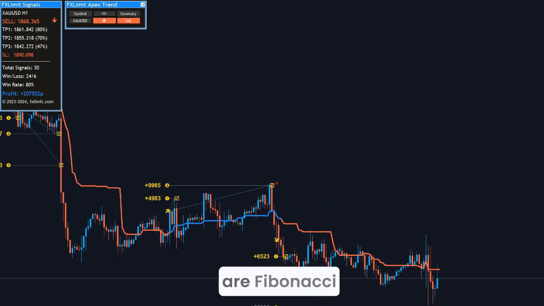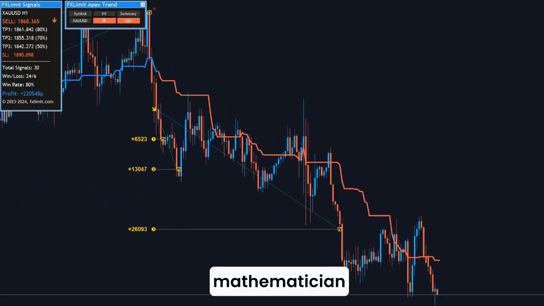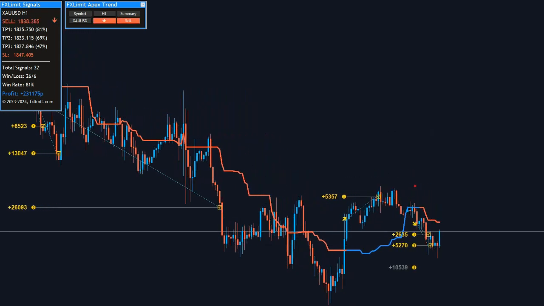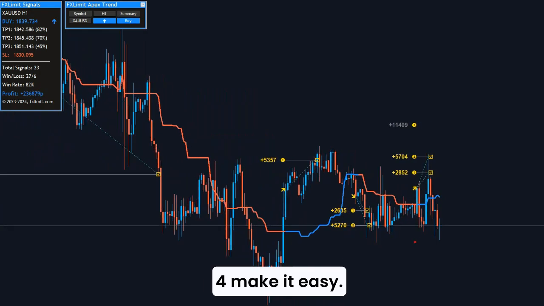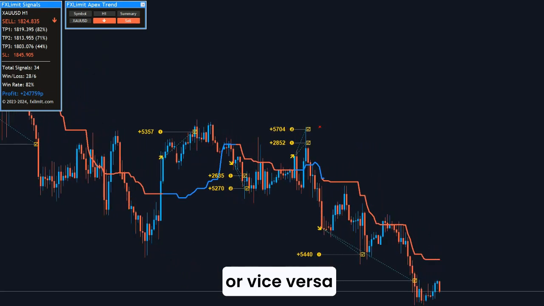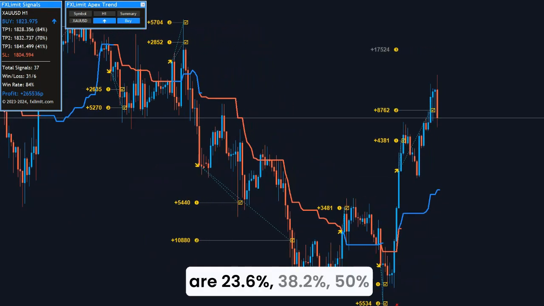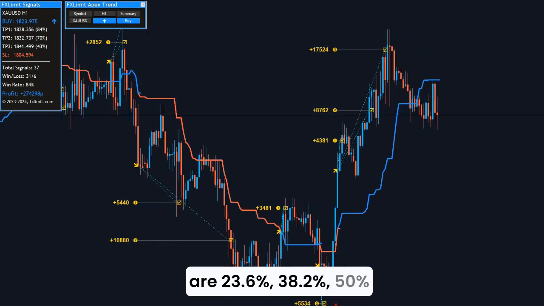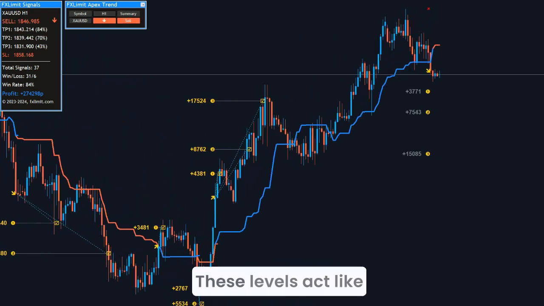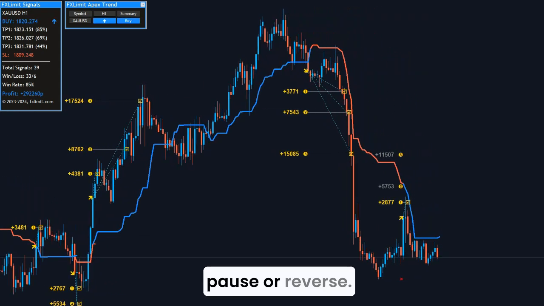Now first, what are Fibonacci retracements? They're based on a sequence of numbers discovered by an Italian mathematician centuries ago. But don't worry, you don't need to do any math. Trading platforms like MetaTrader 4 make it easy. You just drag the tool from a recent swing high to a swing low or vice versa, and the key levels automatically appear. The most common ones are 23.6%, 38.2%, 50%, 61.8%, and 78.6%. These levels act like magnets for price, often signaling where the market might pause or reverse.